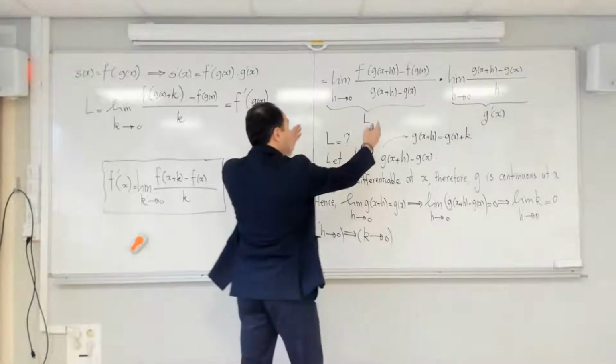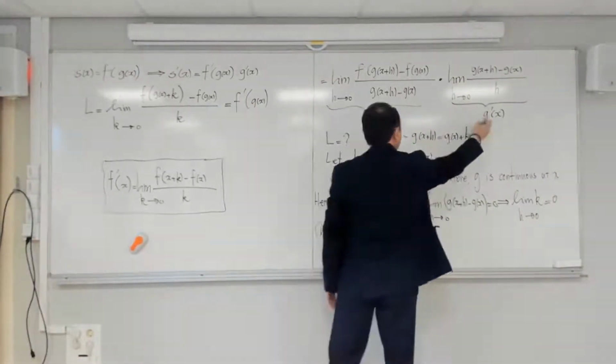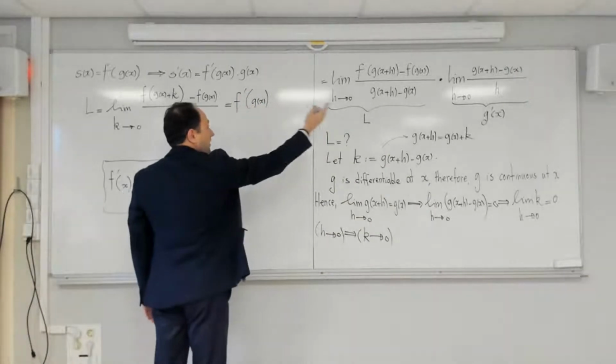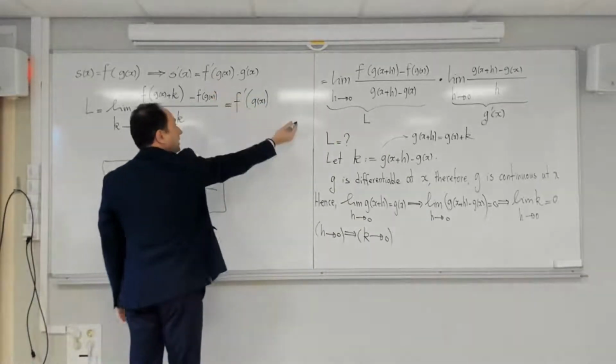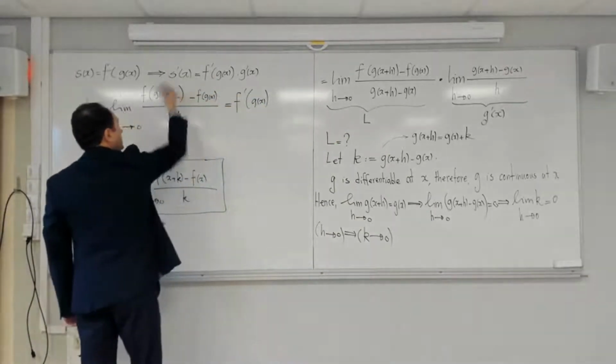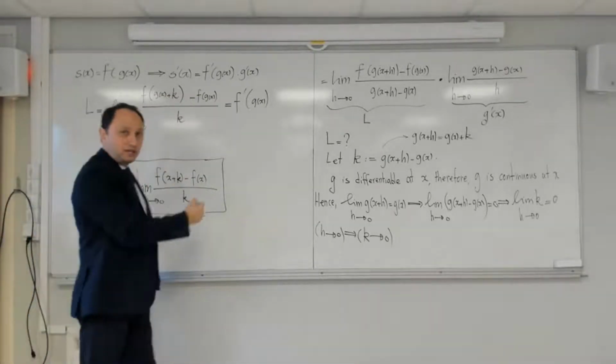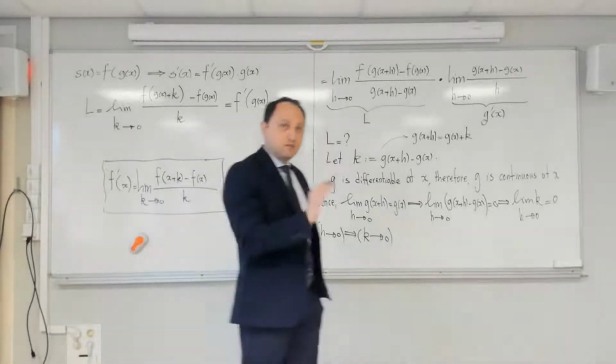So this means that if I multiply L by g prime of x, I am multiplying f prime of g of x by g prime of x. This becomes the derivative of my function. Yes? So you see that it is technical, and there are many things involved.